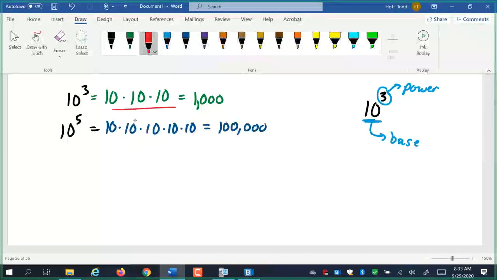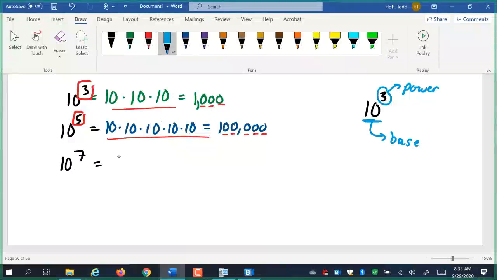But rather than having to actually multiply them out, many of us have learned some shortcuts for our powers of 10, where what we were taught was the power of 10 just tells us how many zeros come after the 1. So 10 to the third is a 1 with 3 zeros after it. 10 to the fifth is a 1 with 5 zeros after it. So 10 to the seventh would be a 1 with 7 zeros after it, or 10 million.